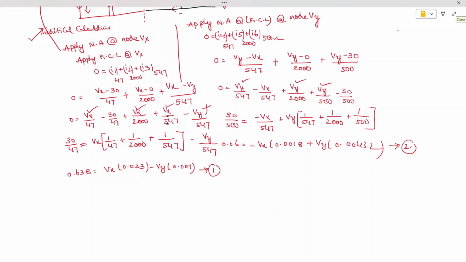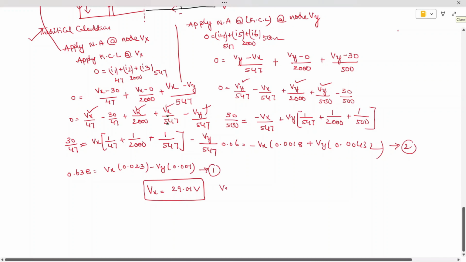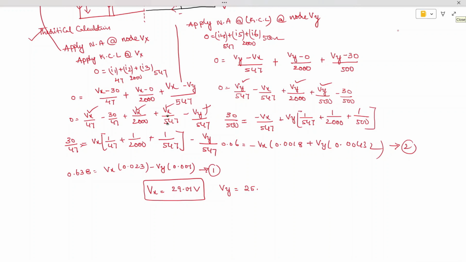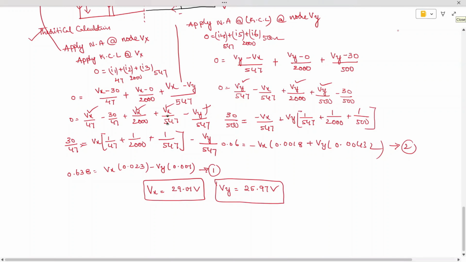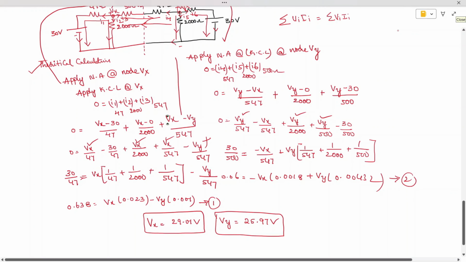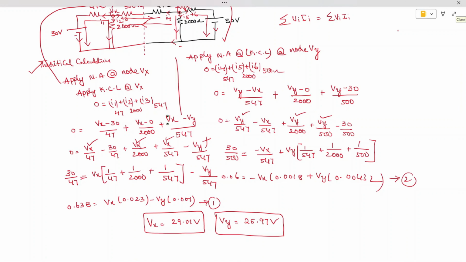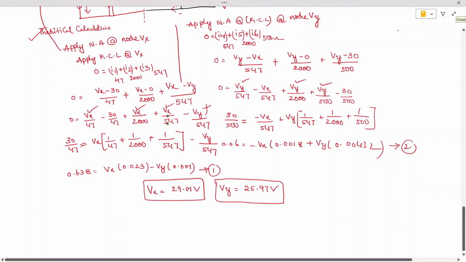So therefore, you are going to get the value of Vx equal to 29.01 volts by using your calculator. You can solve it. And the Vy value, you are going to get as 25.97 volts. So like this, you get the Vx value as well as the Vy value. Now from here, we need to find the currents in all the branches. Okay, so now let's try to find out from here.